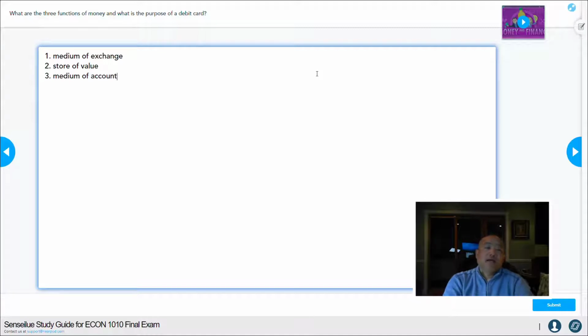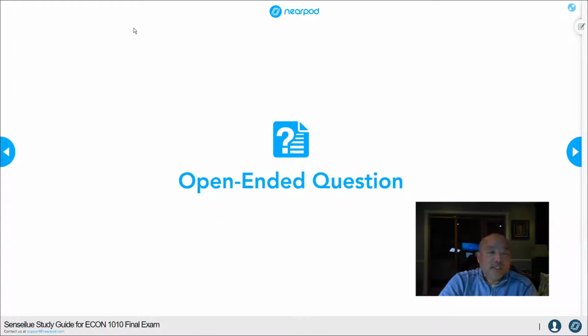And what is the purpose of a debit card? A debit card is a type of medium of exchange. It has the purpose to help facilitate exchange. And so the thing is, though, you have to understand a debit card is not exactly the same as currency. So the three functions of money or currency are a medium of exchange, a store of value, and a medium of account.